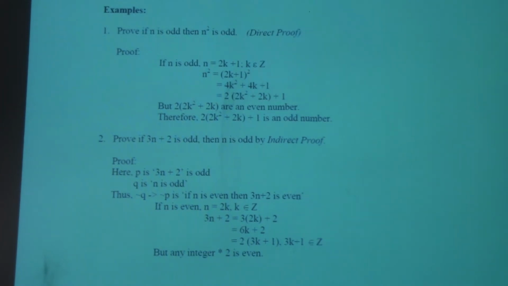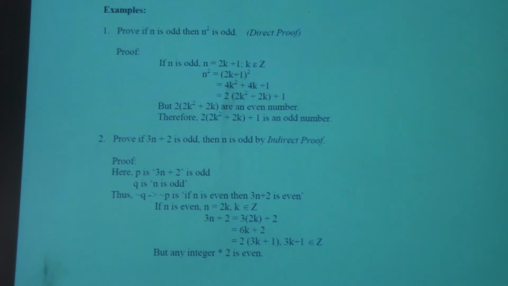So for example, the number 1 is when k is 0. The number 3 is when k is 1. The number -1 is when k is -1. So if we put every possible integer here, we will get all the possible odd numbers. So all odd numbers can be represented with 2k plus 1, with k being an integer.